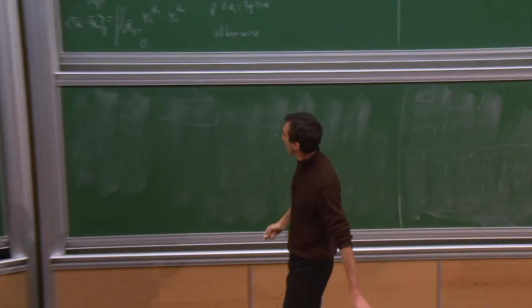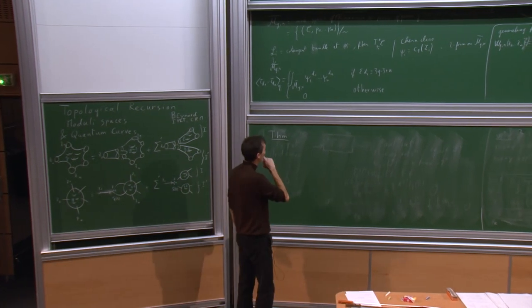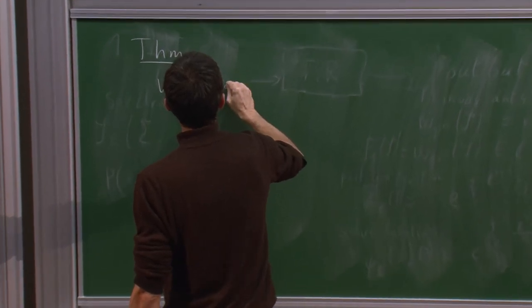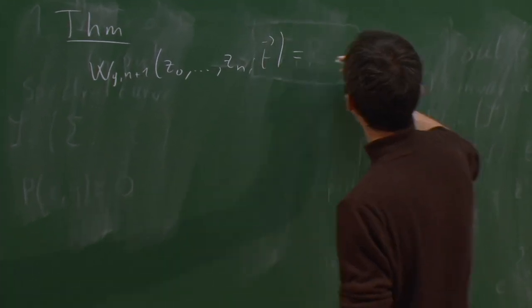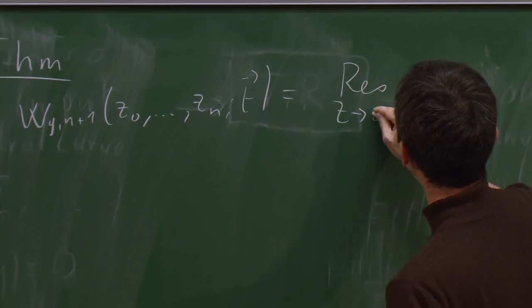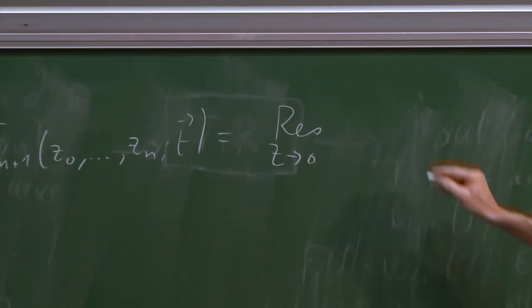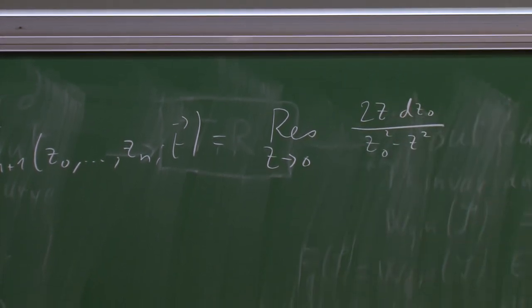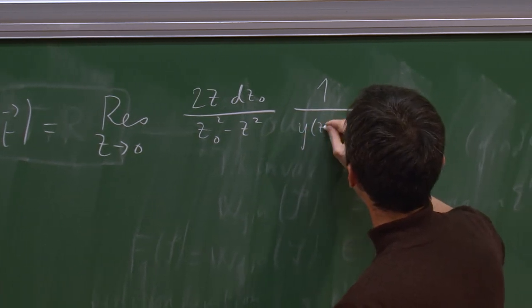But there is a way to compute: there is a recursion satisfied by the WGNs. They satisfy a certain recursion, which is the following. W g plus 1 of, let me write the variable z0, z_n, equals the residue when another variable goes to 0 of 2z dz0 over z0 squared minus z squared. Let me write that 1 over y of z minus y of minus z.